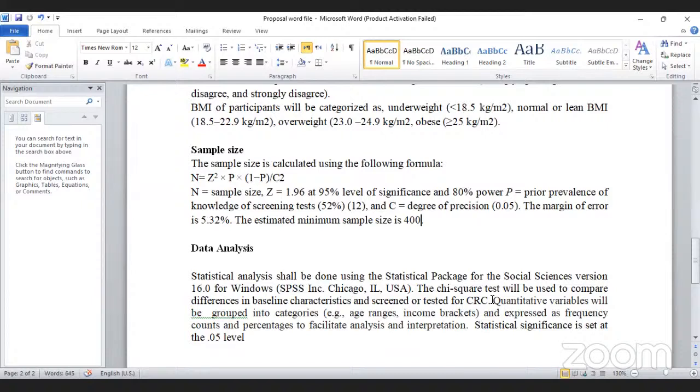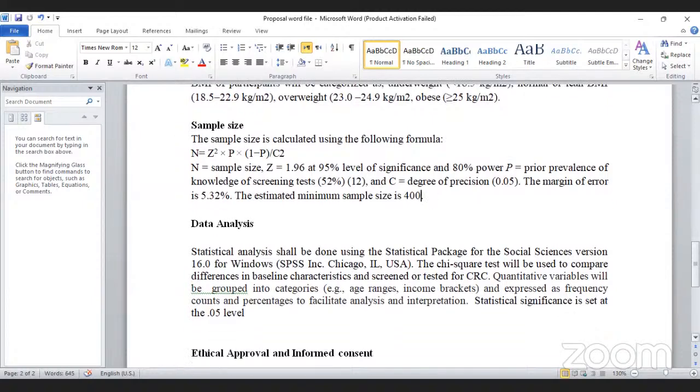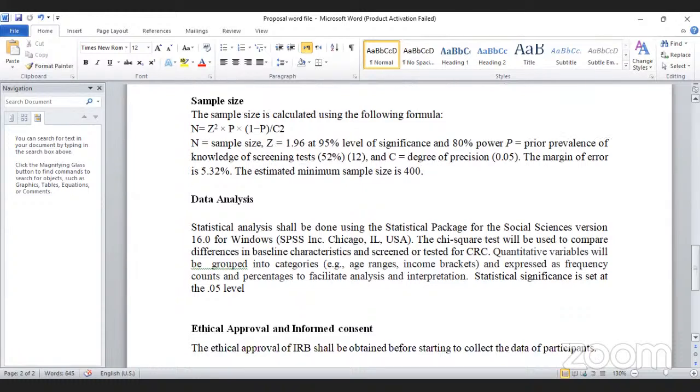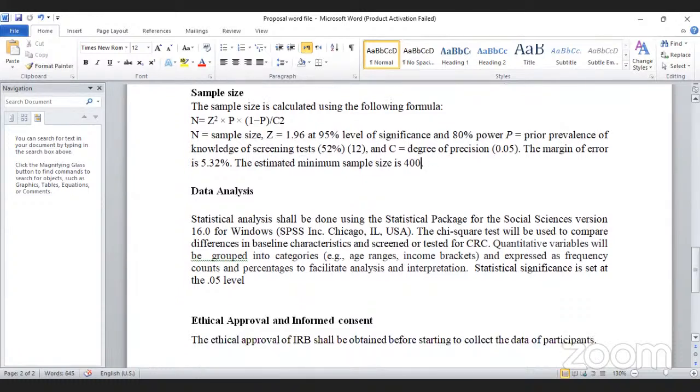Yes, sir, I agree. But the rest of the things, percentage and interpretation, are okay. That is all, sir. I will also take the ethical approval from my university. That is all, sir. I have prepared till here only.